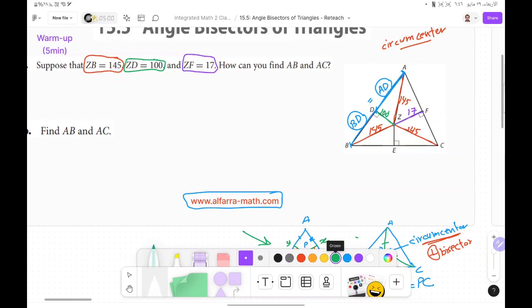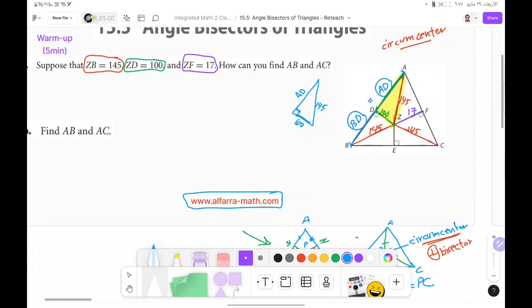If I take this triangle, let me show it to you, can I use it to find the answer? Yes, I can use it. Let me draw it here again for you, like this. This one here is a right triangle. This side is equal to 100, this side is equal to 145, and this side is AD, which is what I need to find.